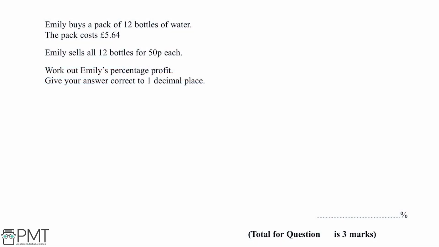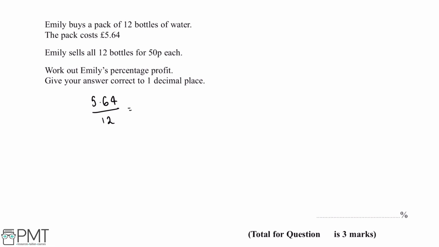Emily buys a pack of 12 bottles of water. The pack costs £5.64. Emily sells all 12 bottles for 50p each. Work out Emily's percentage profit. Give your answer correct to one decimal place. So in order to work out the percentage profit, what we can do is work out how much she spent on each water bottle. So if the pack of water bottles cost £5.64 and there were 12 bottles of water in there, then if we do 5.64 divided by 12, this will tell us the price of the individual bottles of water.